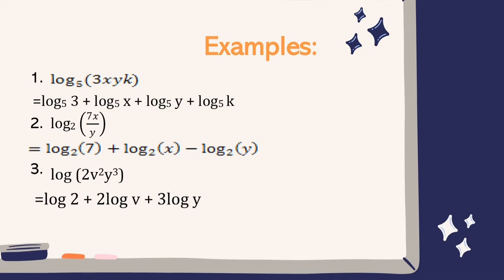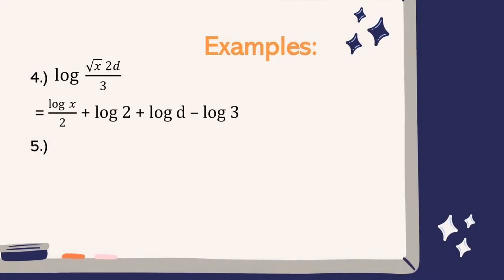Next, let us try an example that incorporates the logarithm of a root. Let us try to expand the expression of logarithm of square root x to b over 3. Similar with the other example, we apply the properties of a logarithm. Here we have the product rule, quotient rule, and the logarithm of a root. So in expanded form, our answer is equal to logarithm of x over 2 plus logarithm of 2 plus logarithm of t minus logarithm of 3.